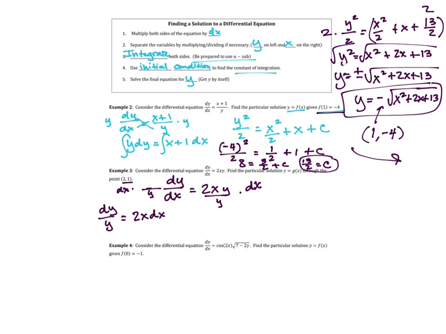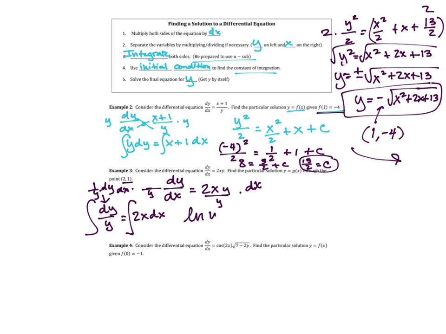Last year, my crew really had a hard time seeing dy over y and knowing what to do. They did a lot better if we would write it as 1 over y times dy. It's the same thing, but they preferred it. So you could say 1 over y times dy. That's the same exact thing. So how do I integrate 1 over y?